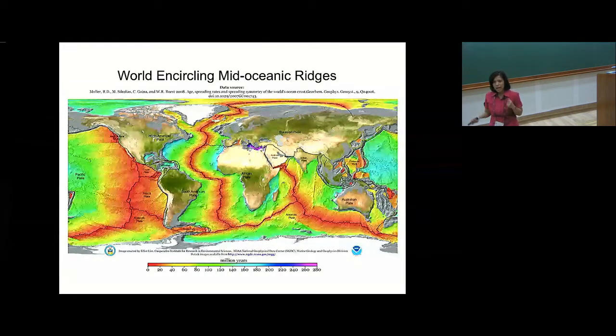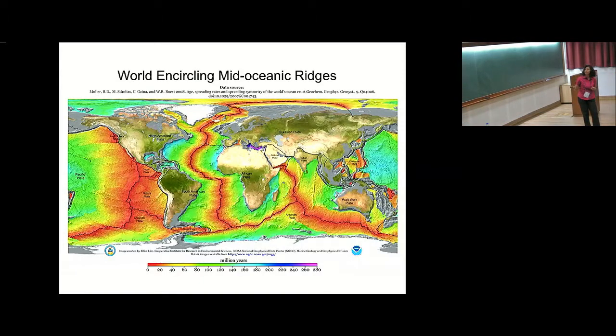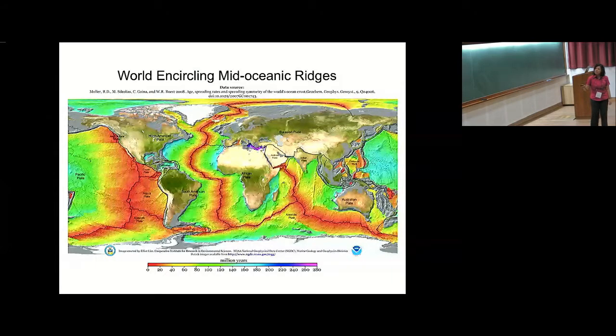disintegrates into argon. Based on that radiometric dating, you can date the ocean floor and figure out how old it is. The color bar at the bottom shows you the age of the ocean floor in million years. It starts from 0 and goes to 280 million years. These red regions are very, very young ocean floor, and as you move away from these regions, the ocean floor gets older and older.